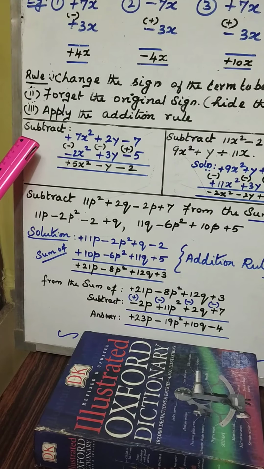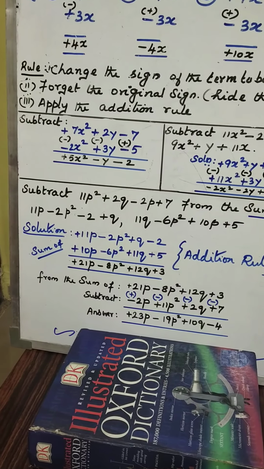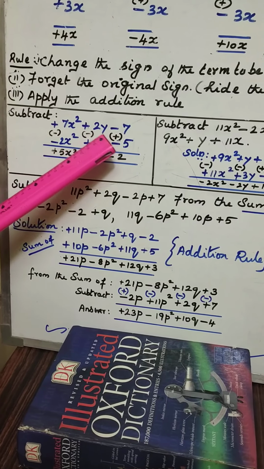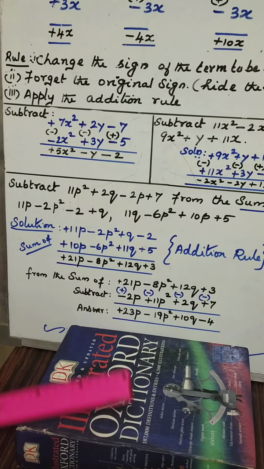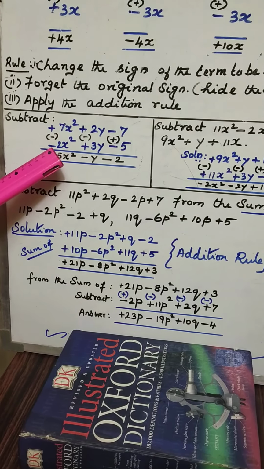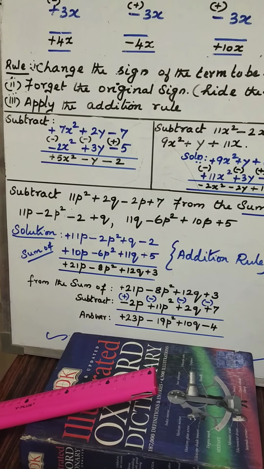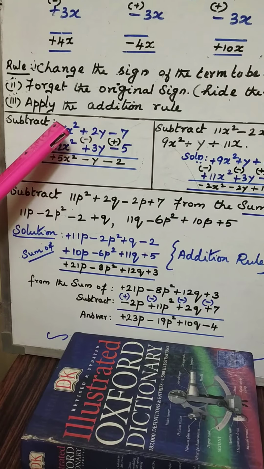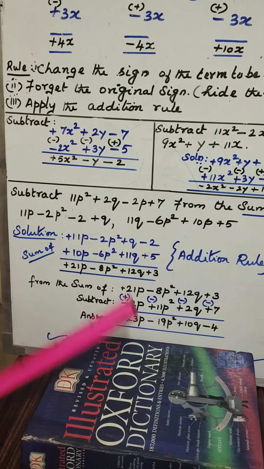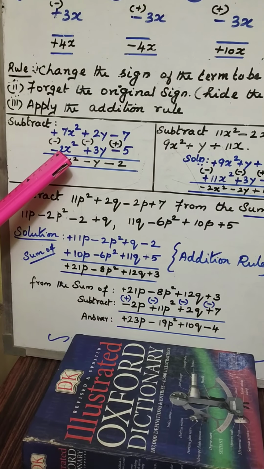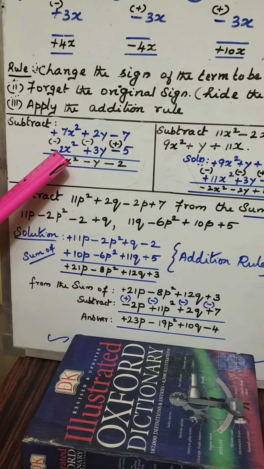How is it? One I have given, see, subtract: subtract 7x squared plus 2y minus 7. Now this one minus 2x squared plus 3y minus 5. Now, because I have taken all the like terms, one below the other I have written them. The term to be subtracted here is minus 2x squared.